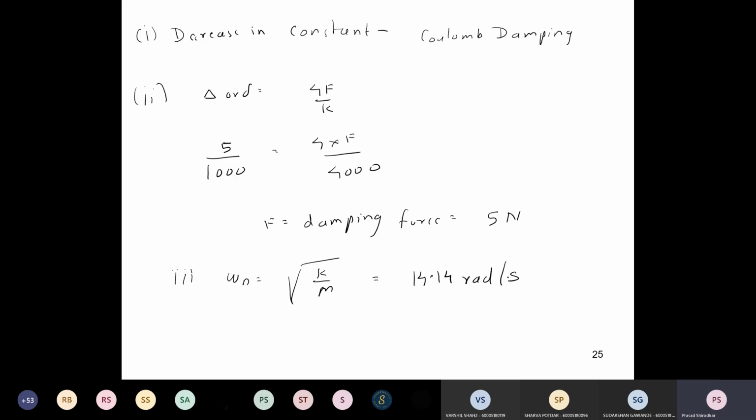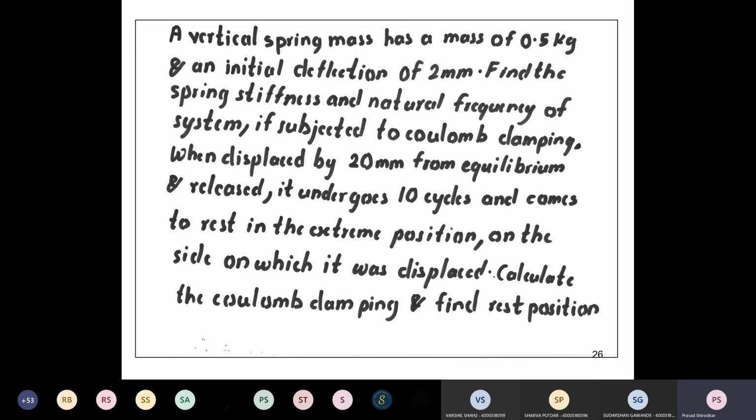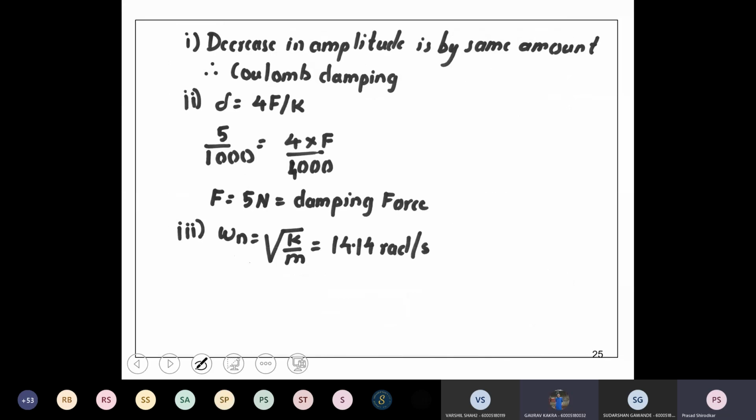I hope that is clear. Any questions, please ask. Alright, moving on. Sir, damping force and the frictional force are the same, na? Yes. Frictional force is the damping force.